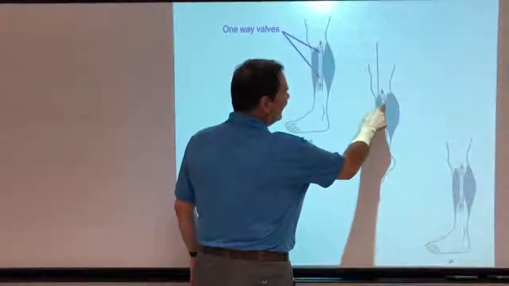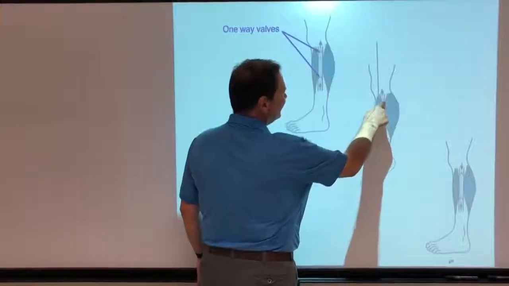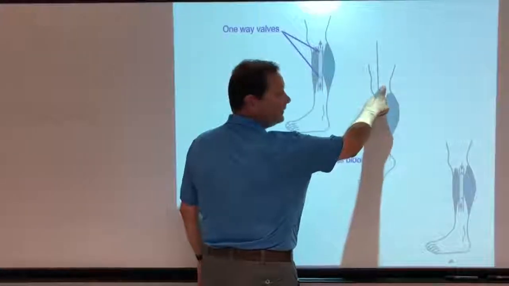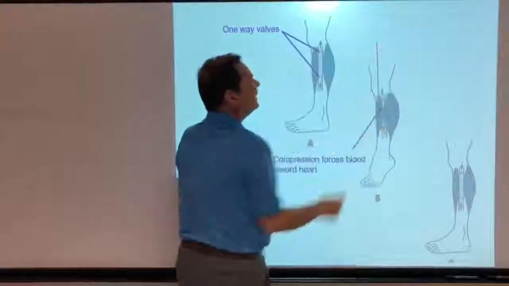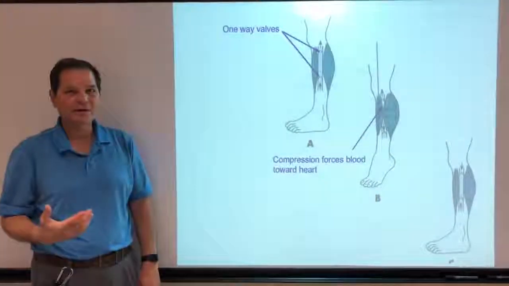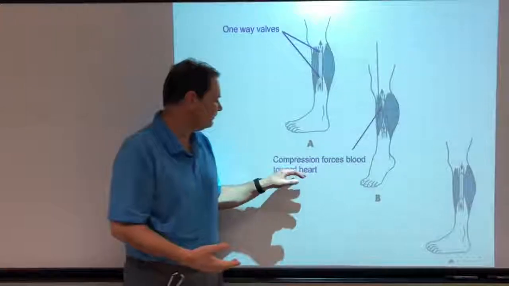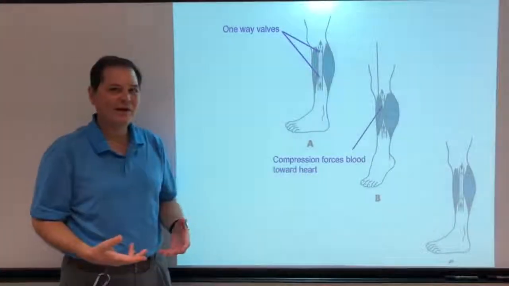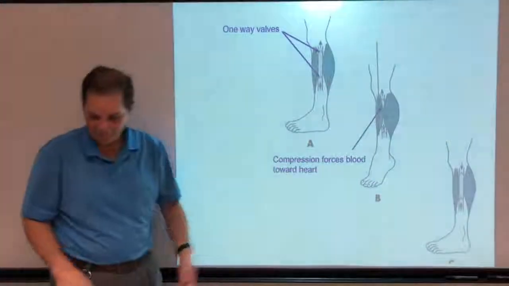On the other hand, I've increased the pressure here. The pressure here is higher than the pressure here. And I increase the blood flow, and I shove blood toward the heart. And I increase the venous return when I take a step and constrict that skeletal muscle.